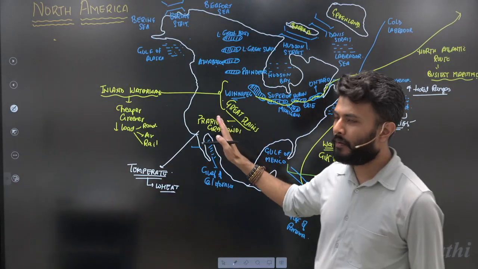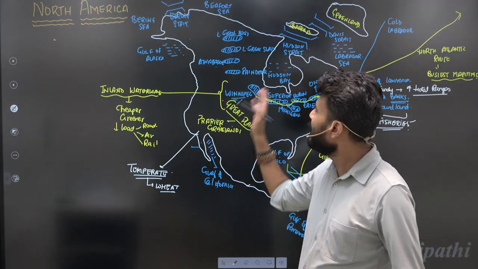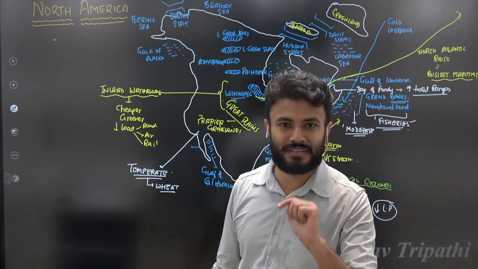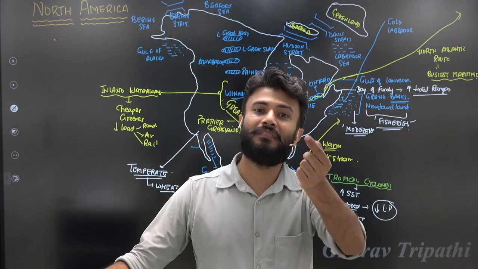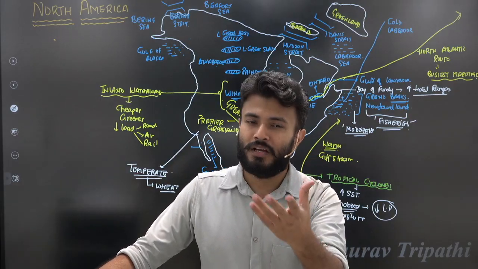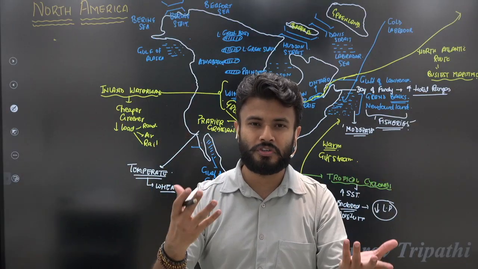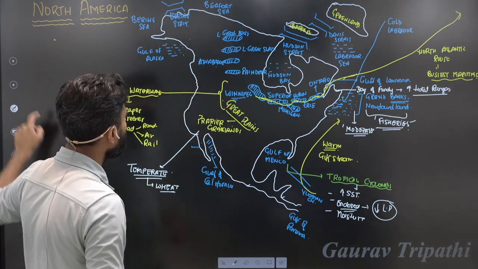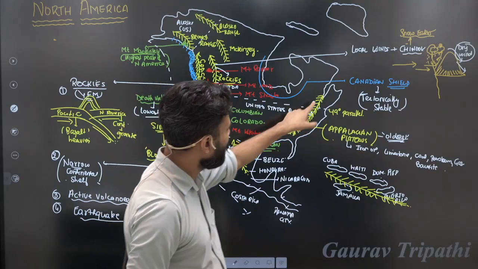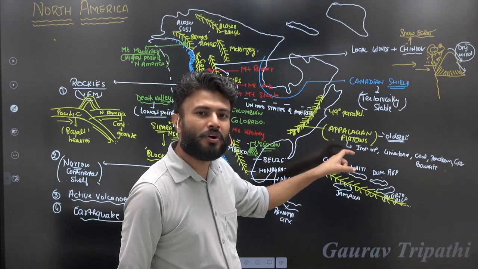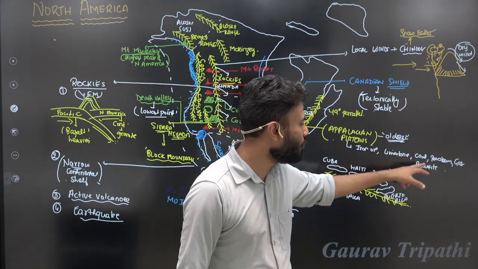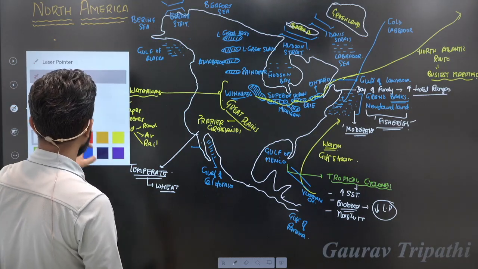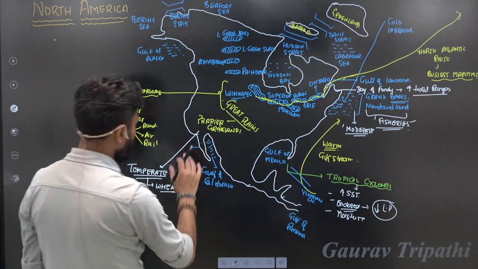In US, mainly the winter wheat grows. In Canada, mainly the summer wheat grows. In India also, we grow winter wheat. We grow wheat during winters. That is why we say that wheat is a rabi crop. So if we are talking about the resources of North America, it is very important to understand that, for example, in the last slide, we saw that in the Appalachian region, we were having important resources like iron ore, limestone, coal, petroleum, gas, bauxite.